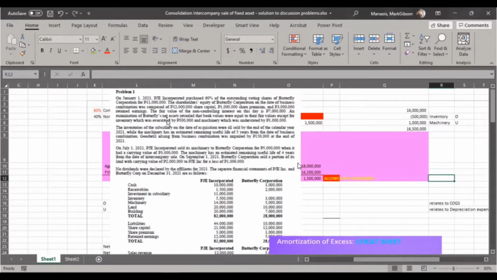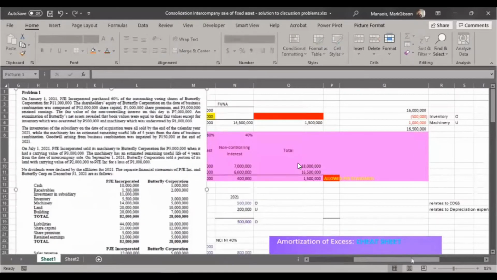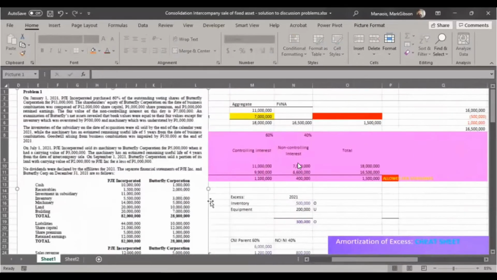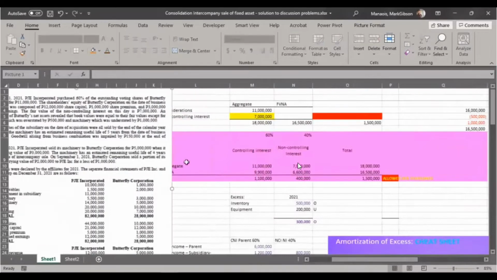Now, sabi diyan, an examination of net assets revealed that book value were equal. So okay naman pala, equal naman pala. Except for, ayan na, inventory daw is overstated. So kung overstated ang inventory natin, we have to deduct it, no? Of course. Now, machinery which was understated. Kung understated ang machineries, we have to add it back. Okay? So with that, alam na natin kung magkano yung total fair value ng net asset ni subsidiary. That's equivalent to 16.5 million.